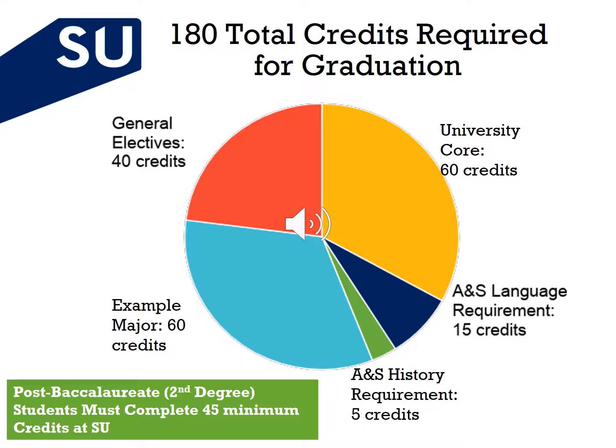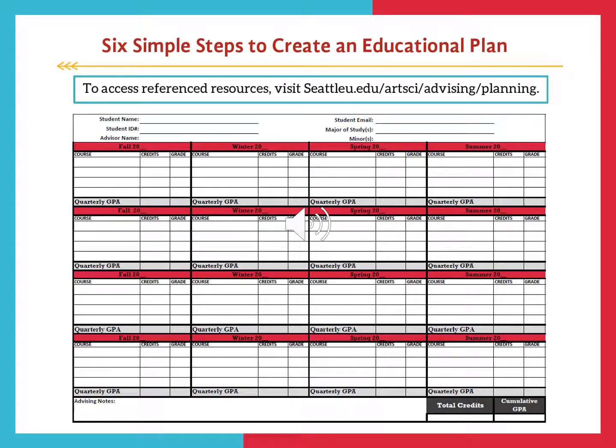There is one degree that does require more than 180 credits, the Bachelor of Science in Criminal Justice with a specialization in forensic science. In total, there are 6 steps to creating your educational plan, which are highlighted in detail on the planning website. In this presentation, we are going to discuss how you can use each step to create the right educational plan for you.